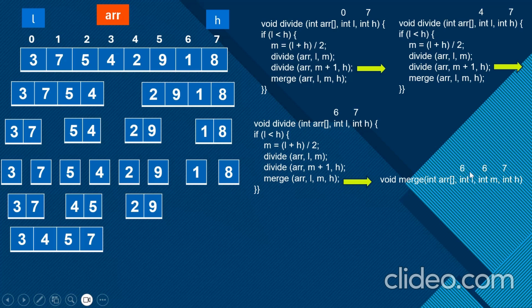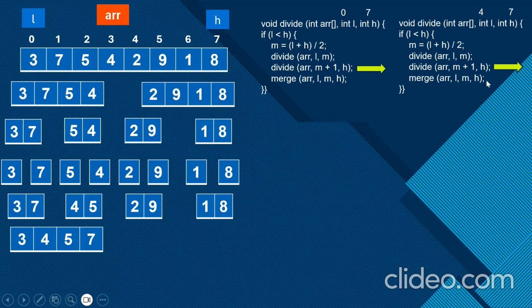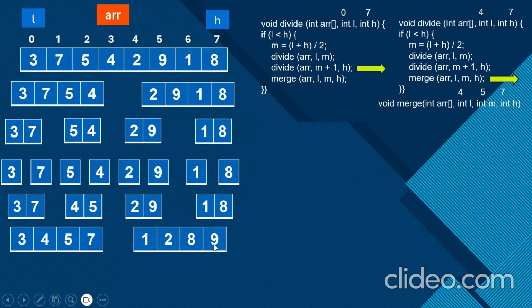What elements? 6th and 7th elements, which are these two elements, and they would be merged as 1 and 8, no change in their position because they're already sorted. Now this is done, this is done, control would go to this point, this is also done. Now control would reach here, would be merging two subarrays with the indices of 4 and 5 and 6 and 7. That means this and this and this and this, or this subarray or this subarray. So it would be sorted as 1, 2, 8, 9. So massive change as far as their positions are concerned.